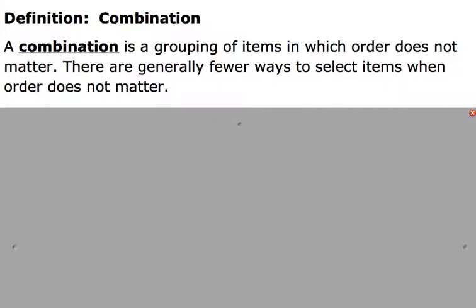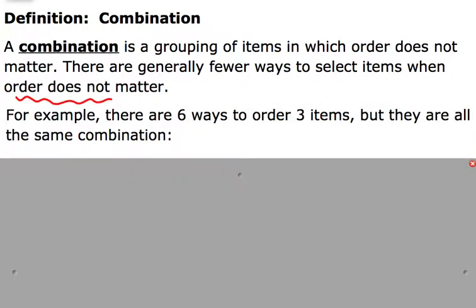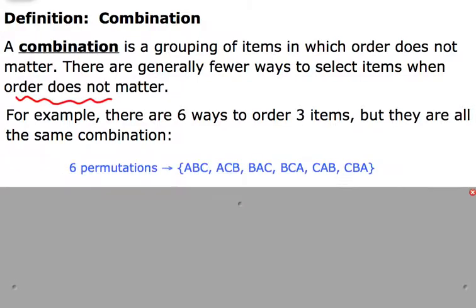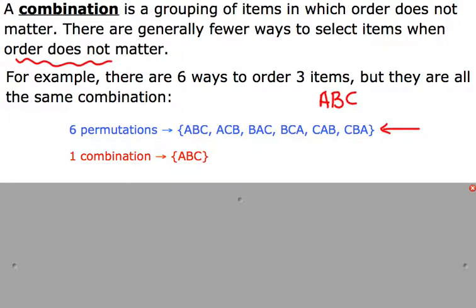Now let's introduce our new item, the definition of a combination. A combination is a group of items in which order does not matter. There are generally fewer ways to select items when the order does not matter. So we have to remember this right here: order does not matter. Here's an example. There are 6 ways to order 3 items, but they are all the same combination. If we look at the letters A, B, and C, which we did earlier in our lesson notes for permutations, and we rearrange the order, we get 6 different permutations. But in a combination, we only get one choice. These are one combination. Once I've used A, B, and C, I can't reuse them like these 5 here. There's only one combination.